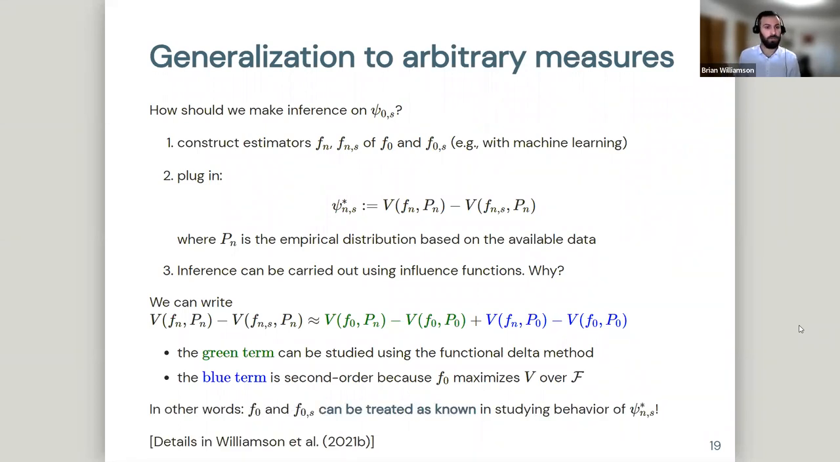And so again, I can treat these population prediction functions as known in studying the asymptotic behavior of this estimator. And so I can get confidence intervals, and I can use valid normal-type theory to do that. And again, details on this are in a paper that was just published in the fall.